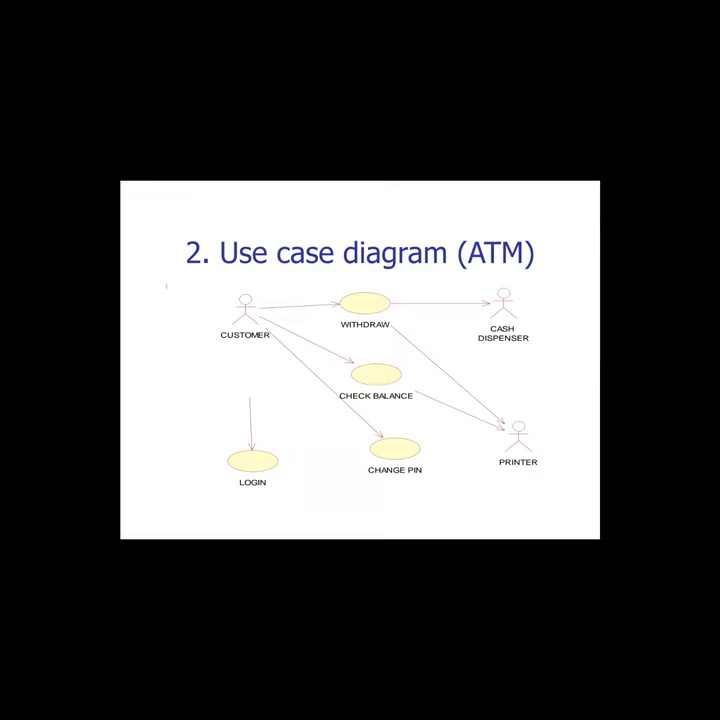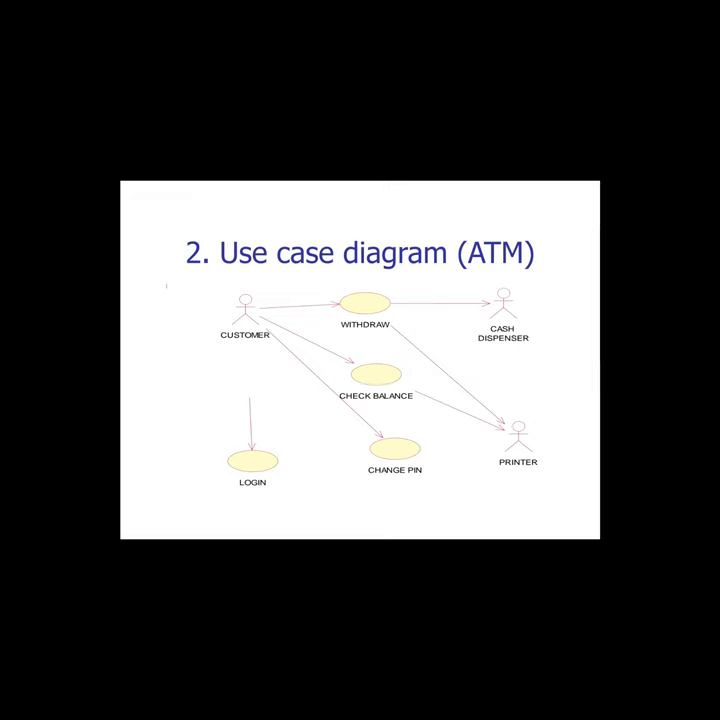So it is unidirectional. The input is given by the customer to the withdraw function, but the withdraw function cannot give any input to the end user. It will produce only the printout, or it will show you the result on the monitor. So the users are customer, printer, and cash depositor. The various functions they mentioned are withdraw process, check balance, change PIN, and login process.